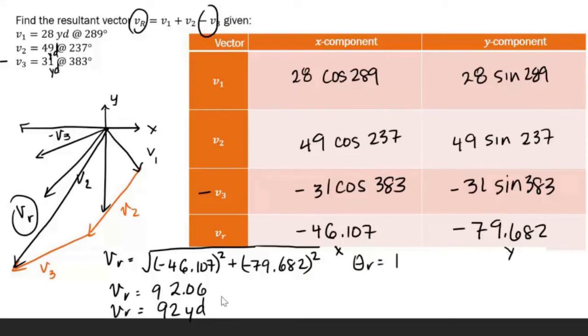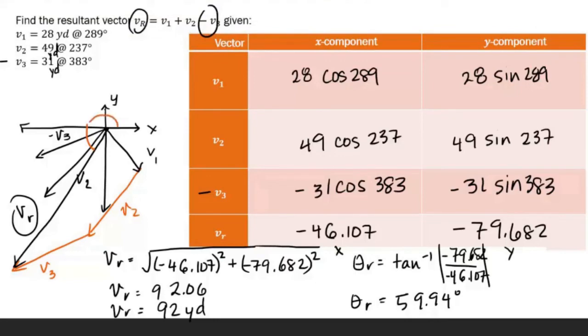What about theta? Well, we'll use the inverse tangent, and this time let's use the absolute value bars. So tangent is y over x, so I'll put negative 79.682 over negative 46.107. And here, negative divided by negative is positive anyway, so the absolute value bars were unnecessary, but it's good to have those in there. So taking the inverse tangent of this ratio, we get an angle of 59.94 degrees. Where's 59.94 degrees on our diagram? Well, that's going to be the reference angle, in this case down from the negative x-axis.